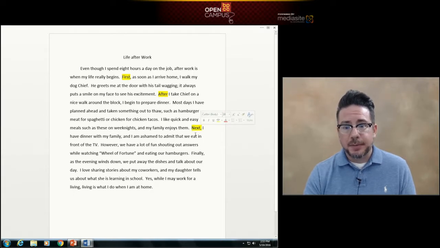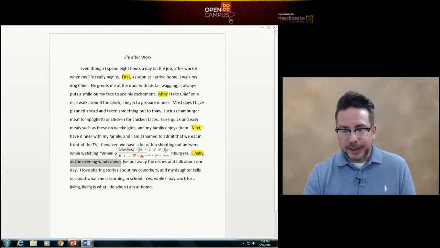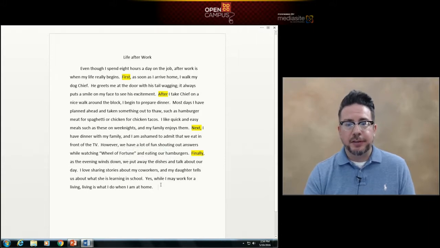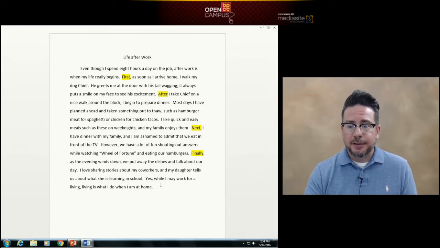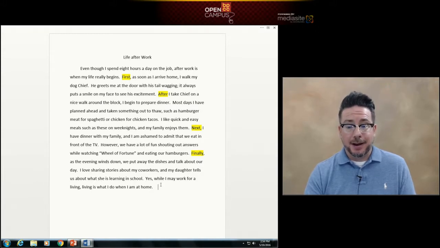Our next supporting point's about preparing dinner. So another transition that indicates time, after. Let's see, the next transition, next, which could be a transition word for time or emphasis. But here they're talking about the next thing they do in their evening, which is to watch TV while they eat dinner. Then we have our last transitional phrase, finally, and talking about as the evening winds down. Again, another phrase that indicates time.